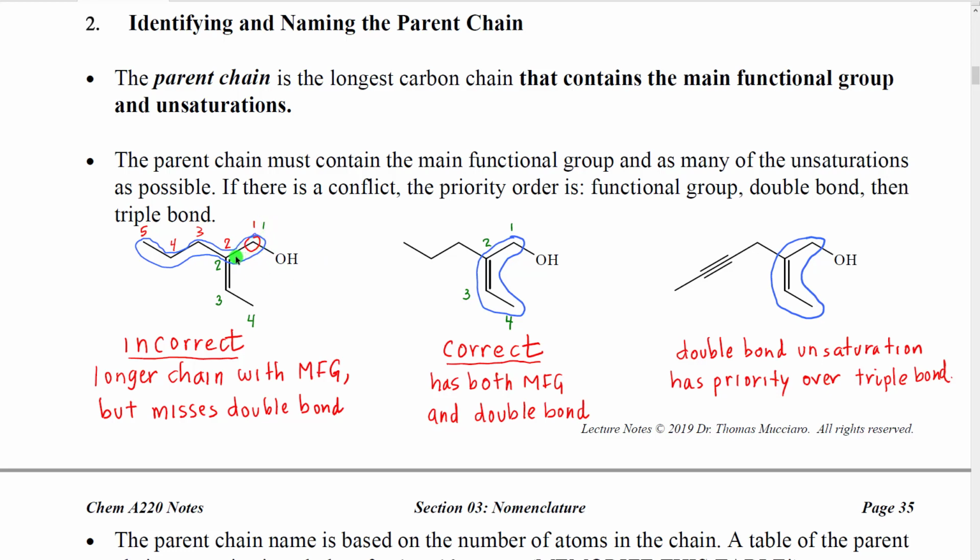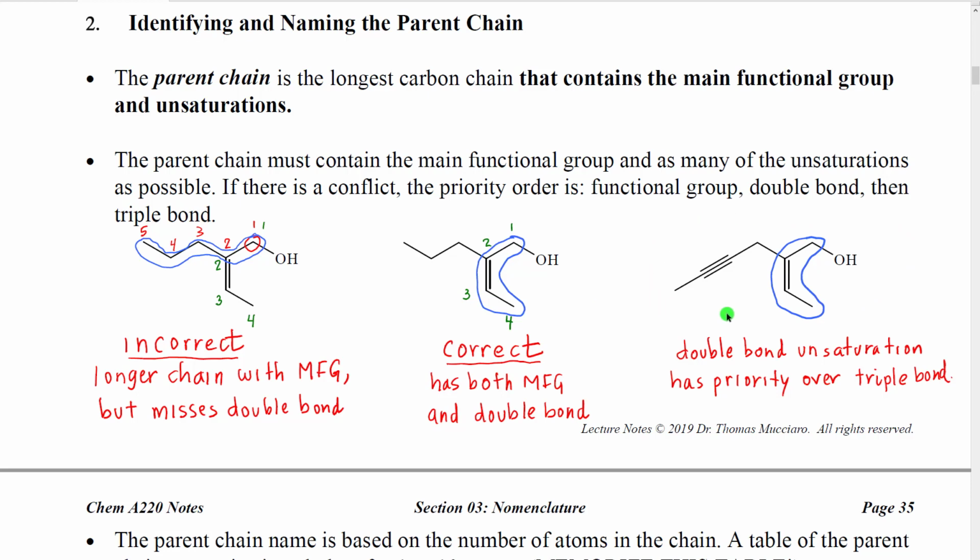So if we chose this chain that I have circled in blue as our parent chain, that would be incorrect. The longer chain has the main functional group, but it doesn't have the double bond in it. So going over here, this is the same molecule. The correct selection would be this one with the green numbers, choosing the one that starts with the alcohol functional group and continues down past the double bond to the end. So even though this chain is longer, because it doesn't contain the double bond, it would not be the main chain, the parent chain.